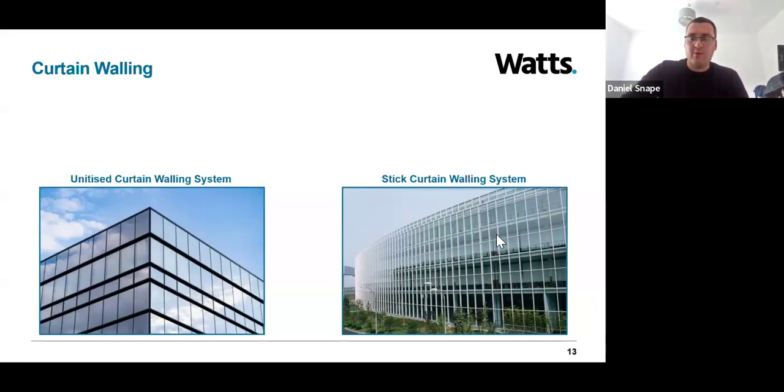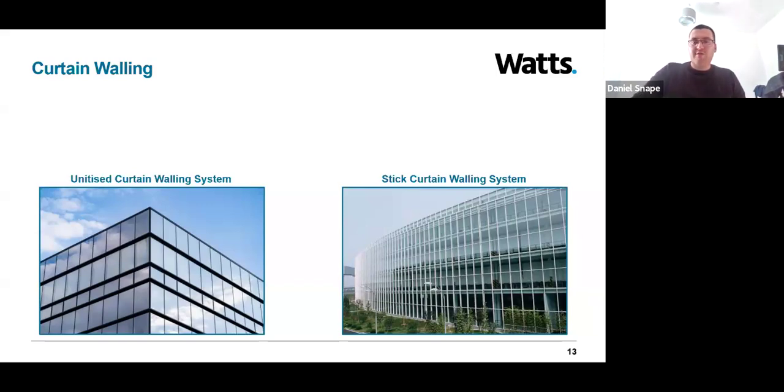Stick curtain walling, on the other hand, which you can see in the right image, is delivered to site in pieces. These are namely mullions, transoms, and you can have spandrel panels and glazing units, which we'll get into in a bit more detail shortly. Once they're delivered to site, they're then constructed on site by specialist trades. Both systems have their advantages and disadvantages, which we're going to explore in the following slides.